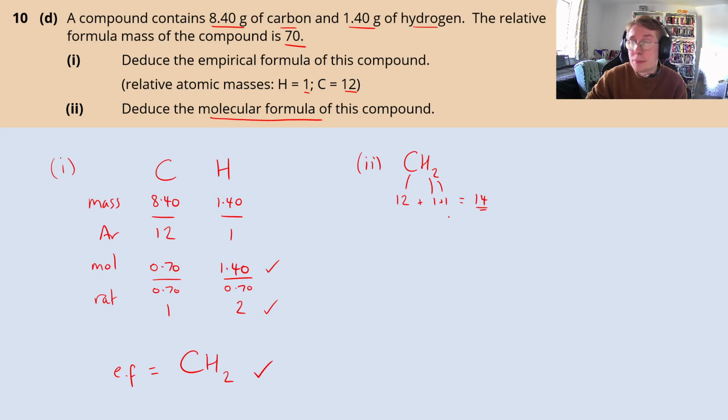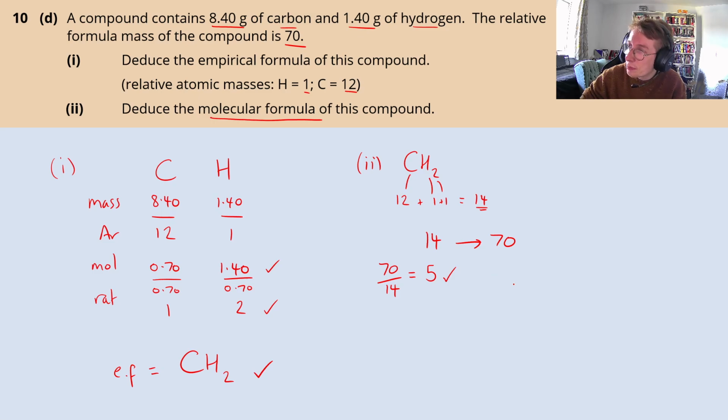Now here's the crucial bit. We know that the relative formula mass of the compound is 70. So I want to find out how many times 14 goes into 70, because that's going to tell me how many times I need to times my empirical formula by to get my molecular formula. So to do that, I'll do 70 divided by 14. That gives me an answer of 5. If you've got that far, then you'll get a mark.